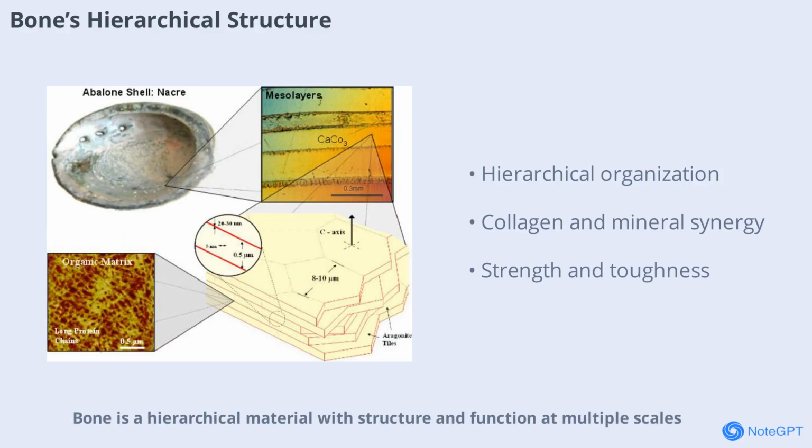Bone is a hierarchical material, with structure and function at multiple scales. At the molecular level, collagen provides tensile strength, while mineral crystals give rigidity. Collagen molecules form fibrils, which are impregnated with apatite crystals, and these fibrils aggregate into larger fibers. At the macro level, we see cortical and trabecular bone. This synergy between hard and soft phases enhances bone's mechanical properties, making it both strong and tough.